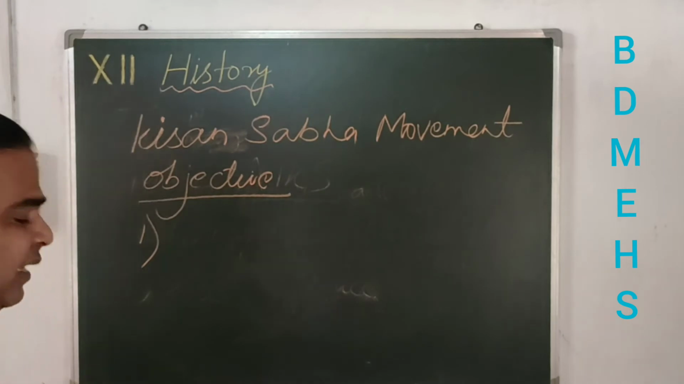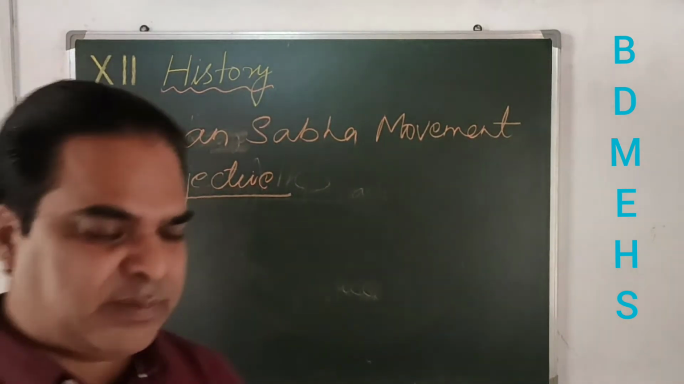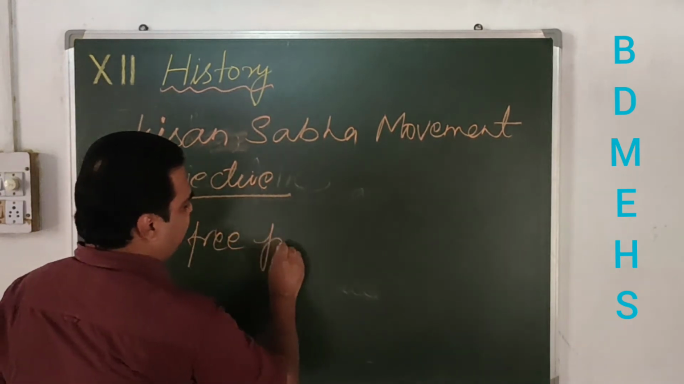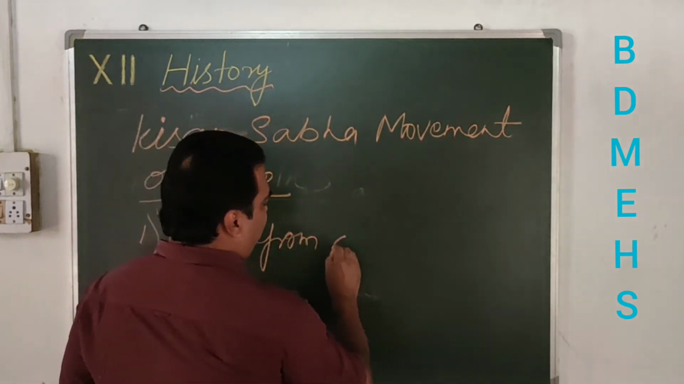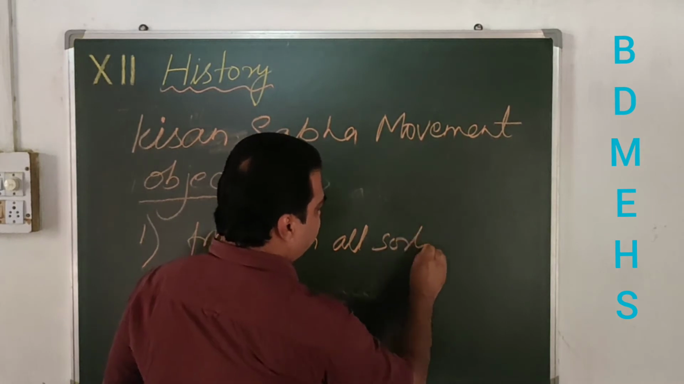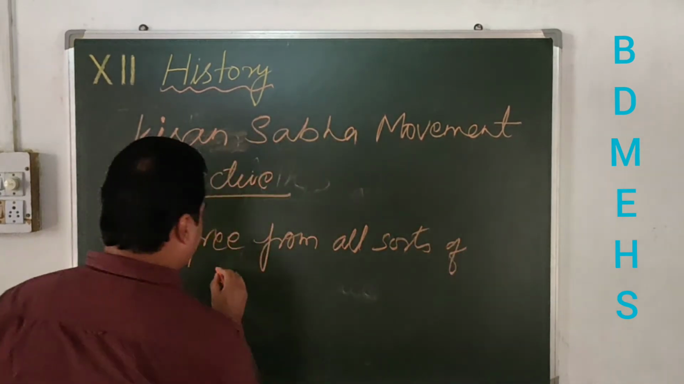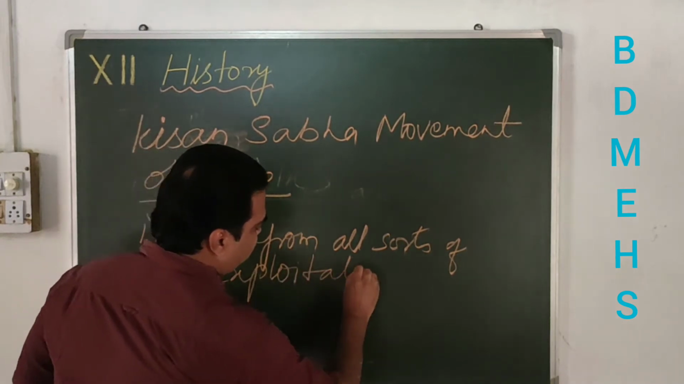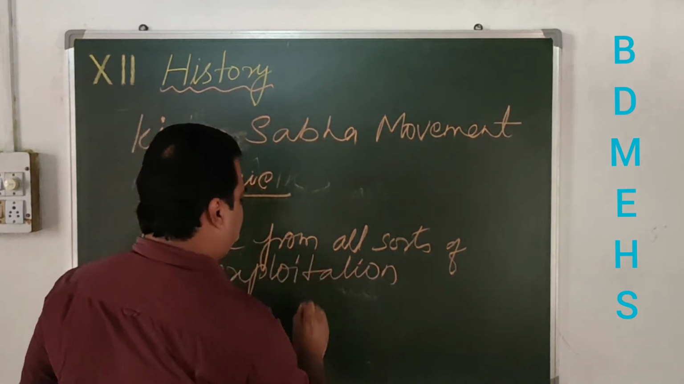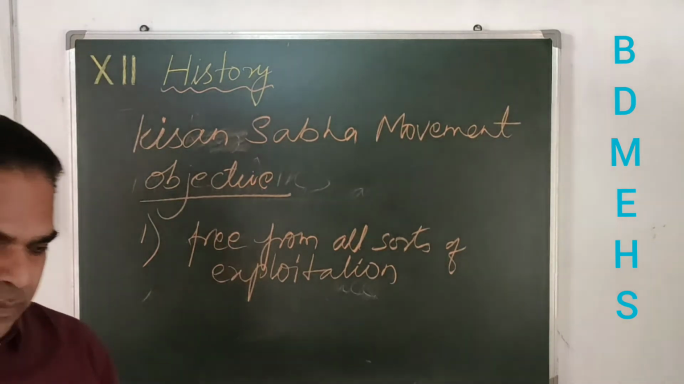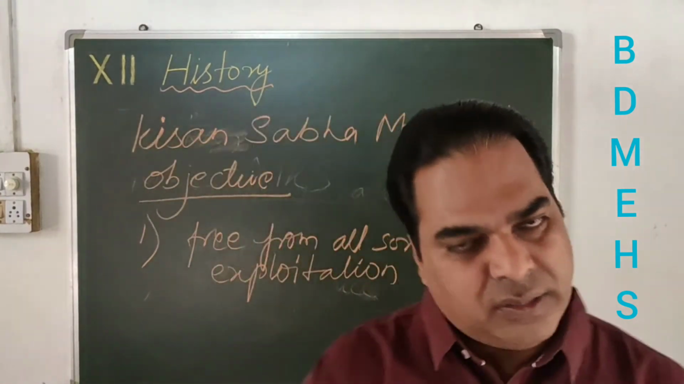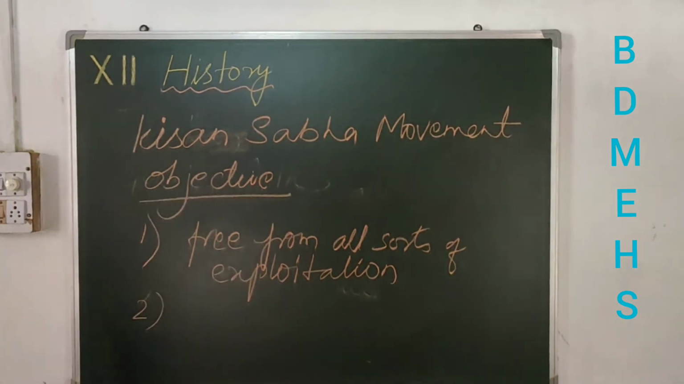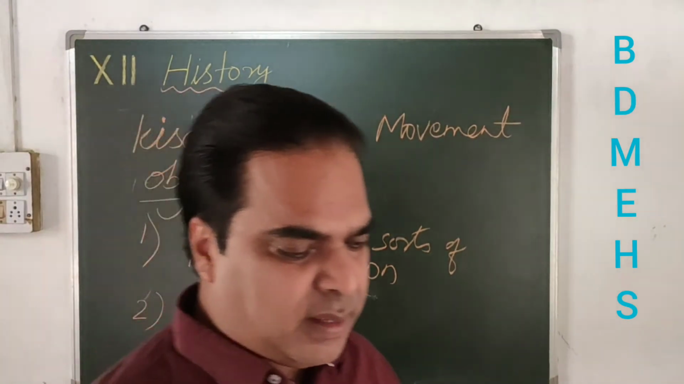Number one is to free the peasants from all sorts of exploitation. That should be there. Number 2. What is the number 2 objective of KISAN SABHA?